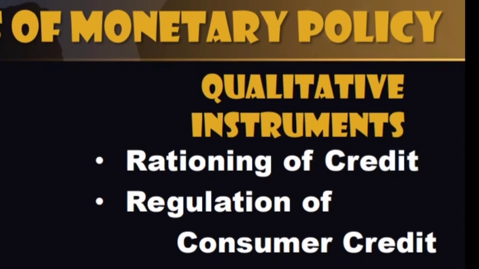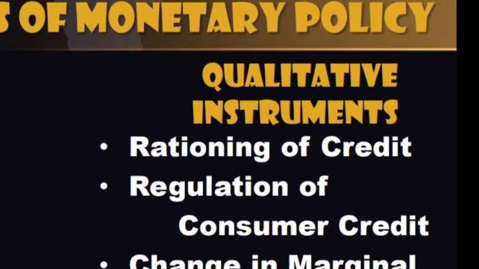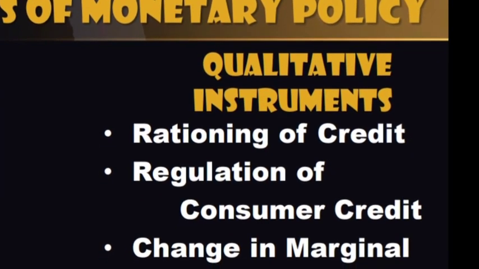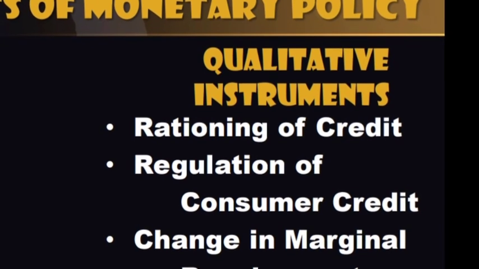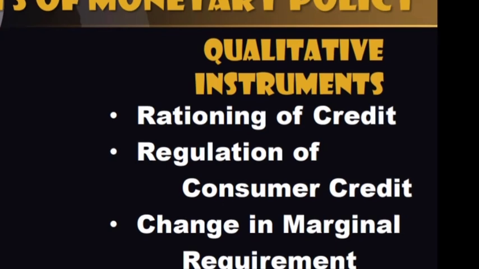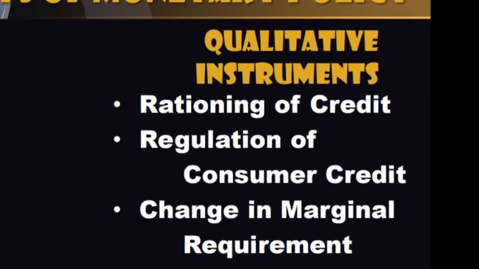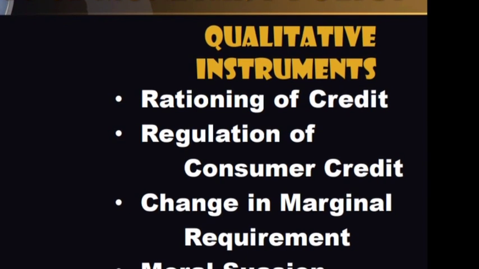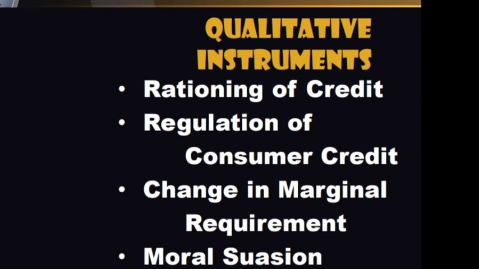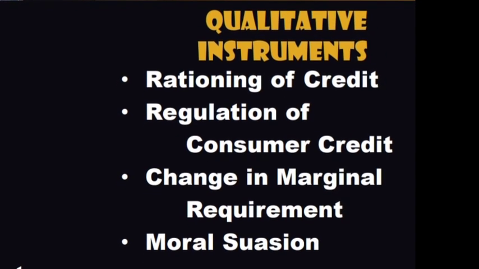So these qualitative instruments are also known as selective instruments. So this is used for comparing various uses of credit or export or import, essential or non-essential credit supply. It also influences both borrowers and lenders. So under qualitative instruments is the rationing of credit, regulation of consumer credit, change in marginal requirement, and moral suasion. And let us discuss it one by one.